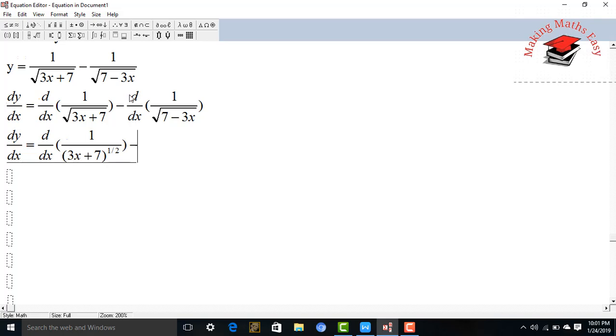Whenever there is a fourth root, put 1 by 4 as a power. These are all the things you have to consider in this case. So now it is also 1 divided by the power of this function. So 1 divided by the power of 7 minus 3x, which is equal to the power of 1 by 2 again.